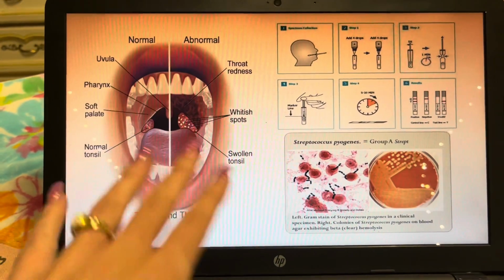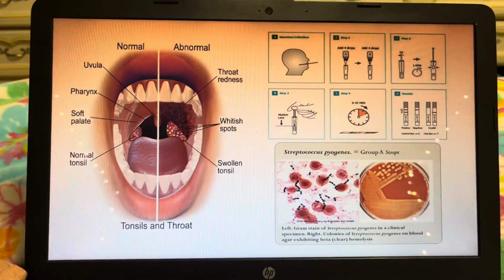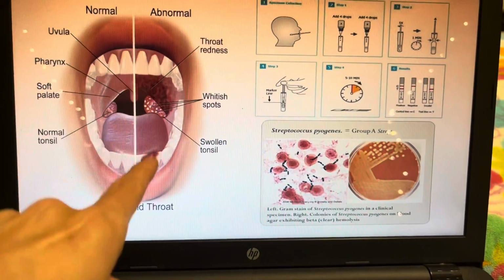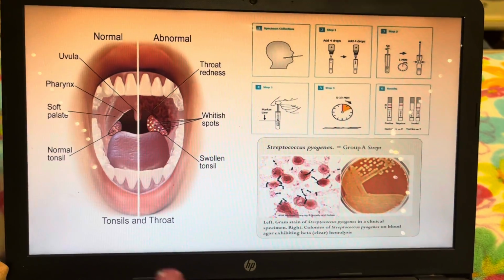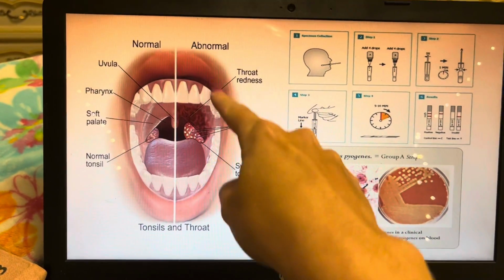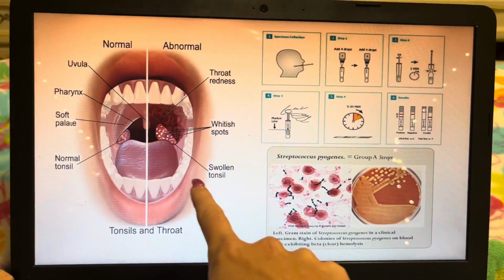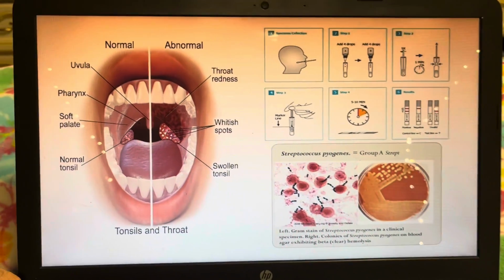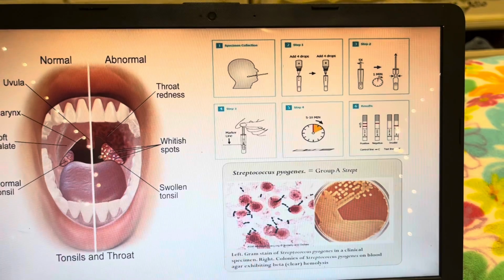And this is just an example of what a healthy mouth would look like, not having strep, and different things like that, because a lot of doctors that do the rapid test also just do an examination of the mouth. These are some of the things they would be looking for, like redness of the throat, white spots, swollen tonsils. And this was a good diagram I found for the rapid strep test.